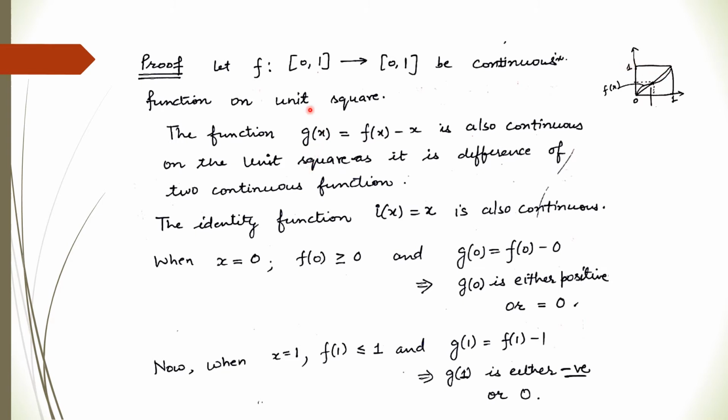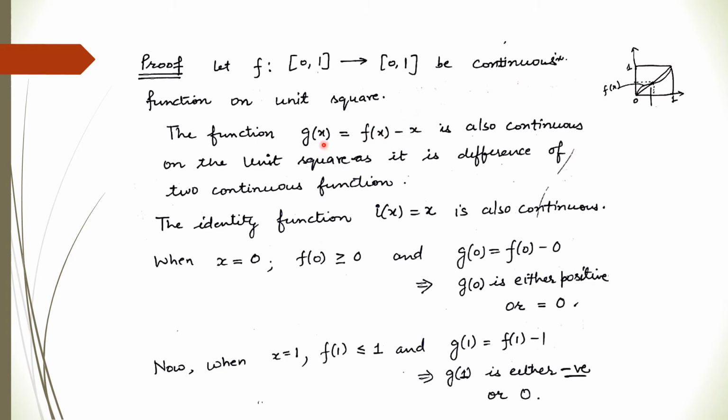Now we consider a function g(x), which is the difference of these two: g(x) = f(x) minus x. Why have we chosen g(x) to be f(x) minus x? Basically we want to show that there exists at least one point c in the closed interval [0, 1] where the value of the function is c itself. So we need to find the fixed point.